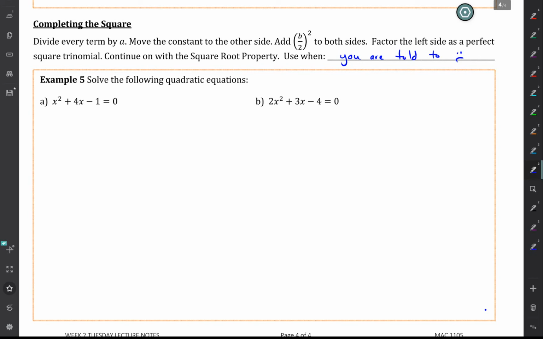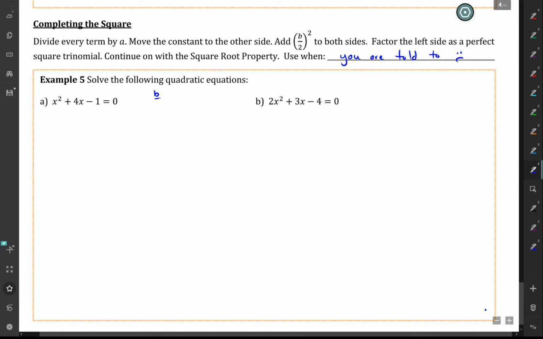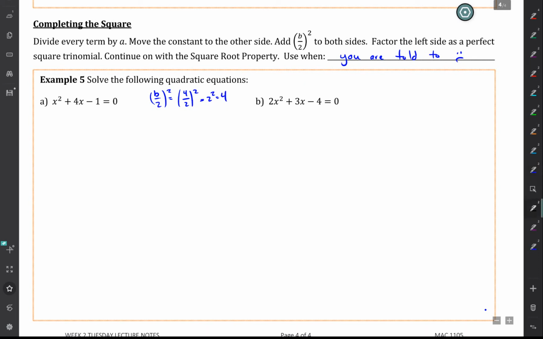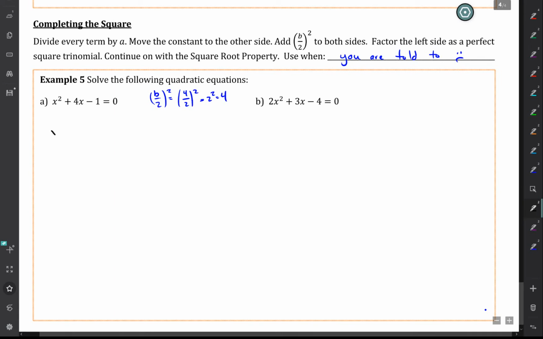Okay, so in part A, the coefficient of x squared, a, is already 1, so we don't need to divide anything. And then you note that b is equal to 4, so b over 2 squared is equal to 4 over 2 squared, which is itself 2 squared, which is equal to 4. Okay, so now remember that this says you need to move the constant over to the other side, so we're going to start with x squared plus 4x is equal to 1, so you're adding 1 to both sides there.